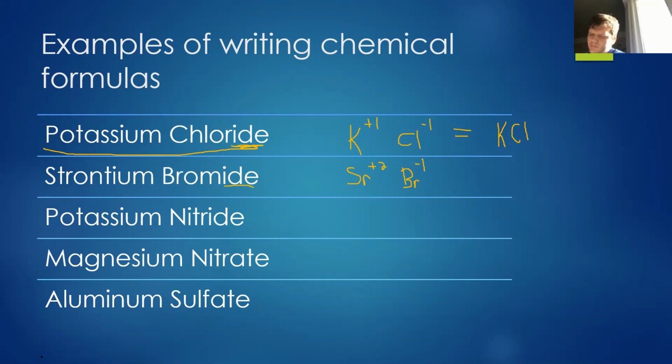Now in this case, the charges aren't canceling each other out. So we need to have more bromines. Another way of doing this is called the crisscross method. I show it in the PowerPoints, but I didn't talk about it today. That's where you take the value of the charge and make it a subscript. So this 2 would be a subscript on bromine, and the 1 would be a subscript on strontium. What that means is I need 1 strontium and 2 bromines. So Sr1 and then 2 bromines, so Br2.